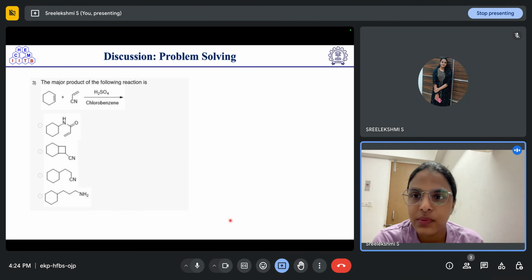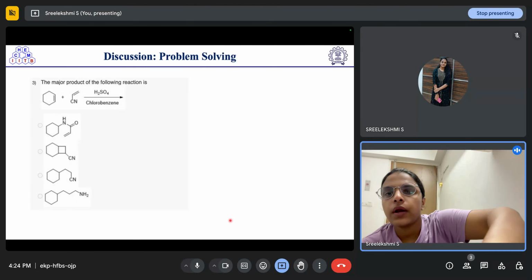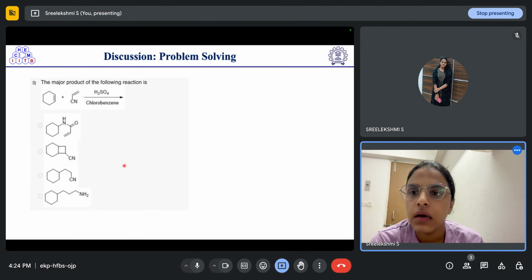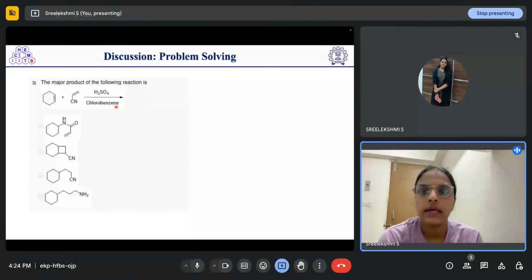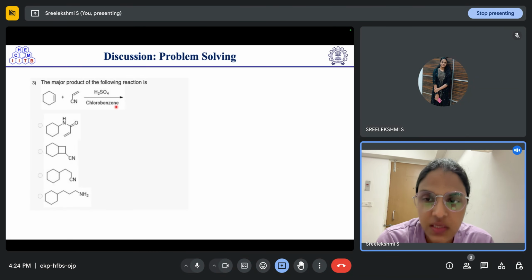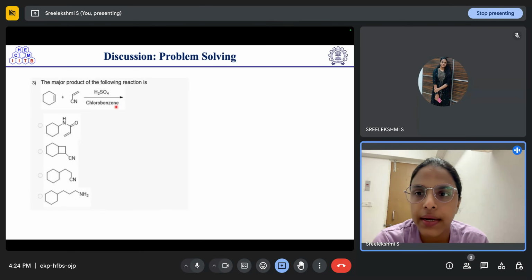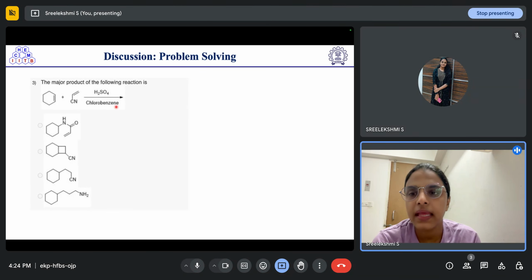Now moving to the next question. The major product of the following reaction, this alkene, and we have this nitrile over here in presence of H2SO4 and chlorobenzene, which will be the major product out of the four compounds given here. So this is also a named reaction which we saw in the lecture. First try to identify which reaction it is, then what is happening, which mechanism it is going through, and which will be the product.